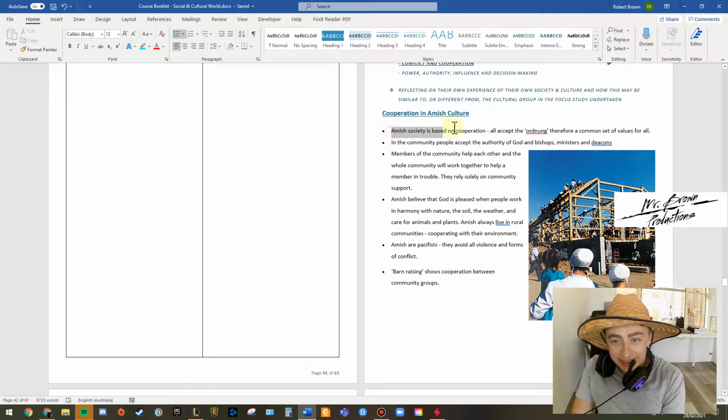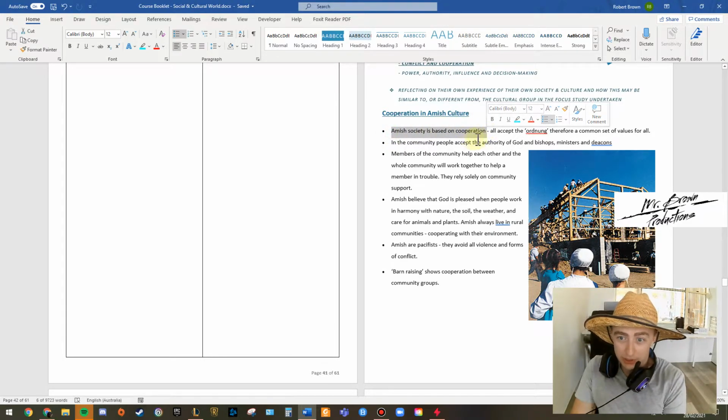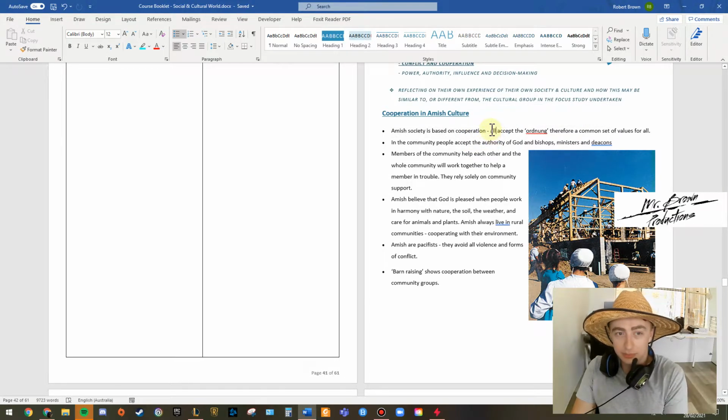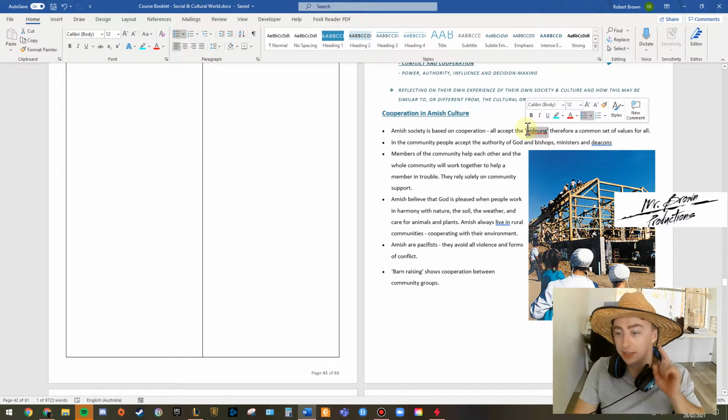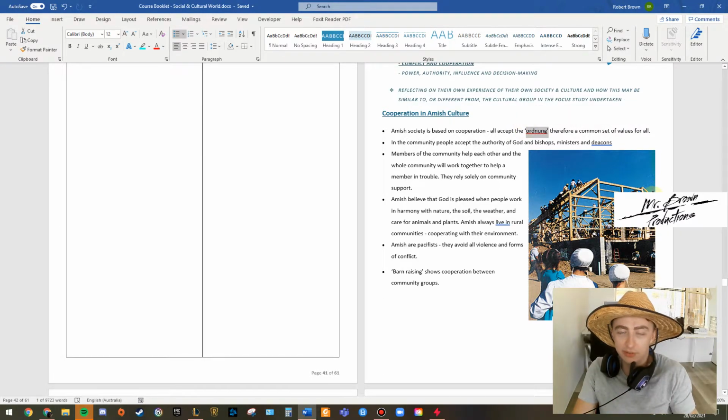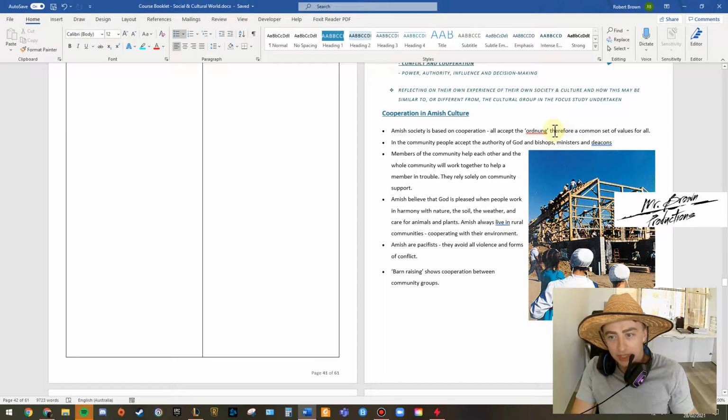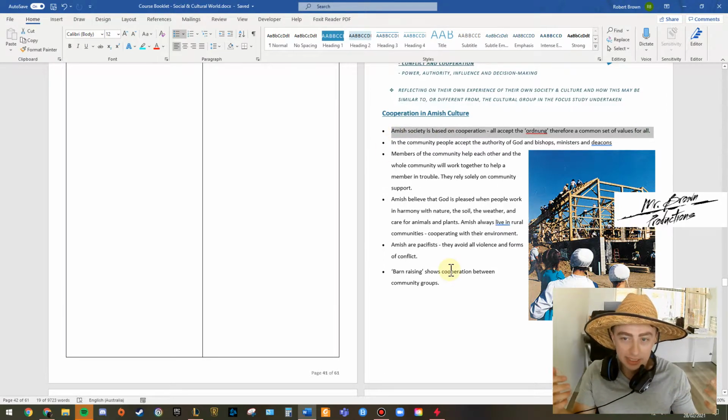Amish society is built and based on cooperation. So in order to be accepted into their society, you have to accept the ordnung, which we remember means rules and order in German. And therefore there's a common set of values for everyone. So the idea is that if you're not cooperating, you're going to get shunned from that society. Everyone follows the rules and is on the same page essentially.